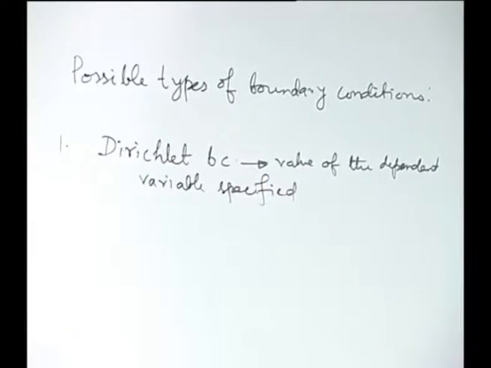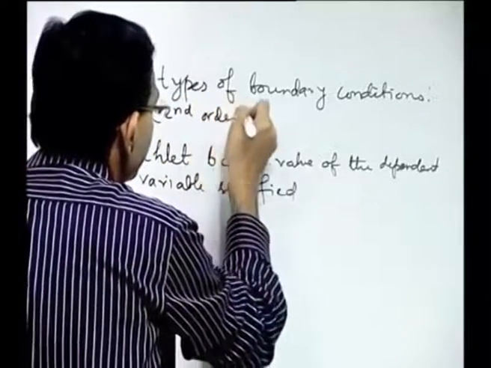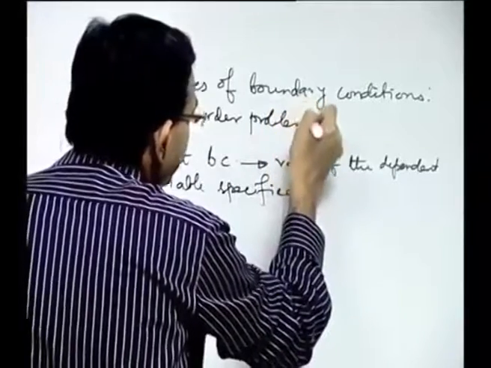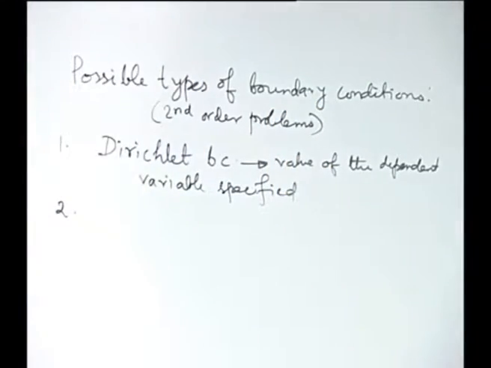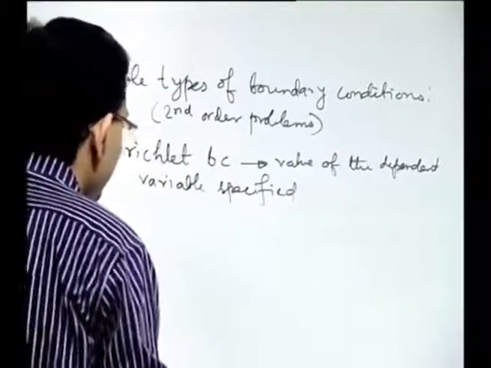The other one is that the gradient of the value of the dependent variable is specified, which for a second order problem, remember when we are considering possible types of boundary conditions, we are restricting ourselves to second order problems. Why? Because second order problems, we have seen, are more common in the numerical heat transfer and fluid flow that we are going to discuss. We have looked into the equations, we have found that the equations are maximum up to second order derivatives. So for a second order problem, the value of the dependent variable specified is the Dirichlet boundary condition.